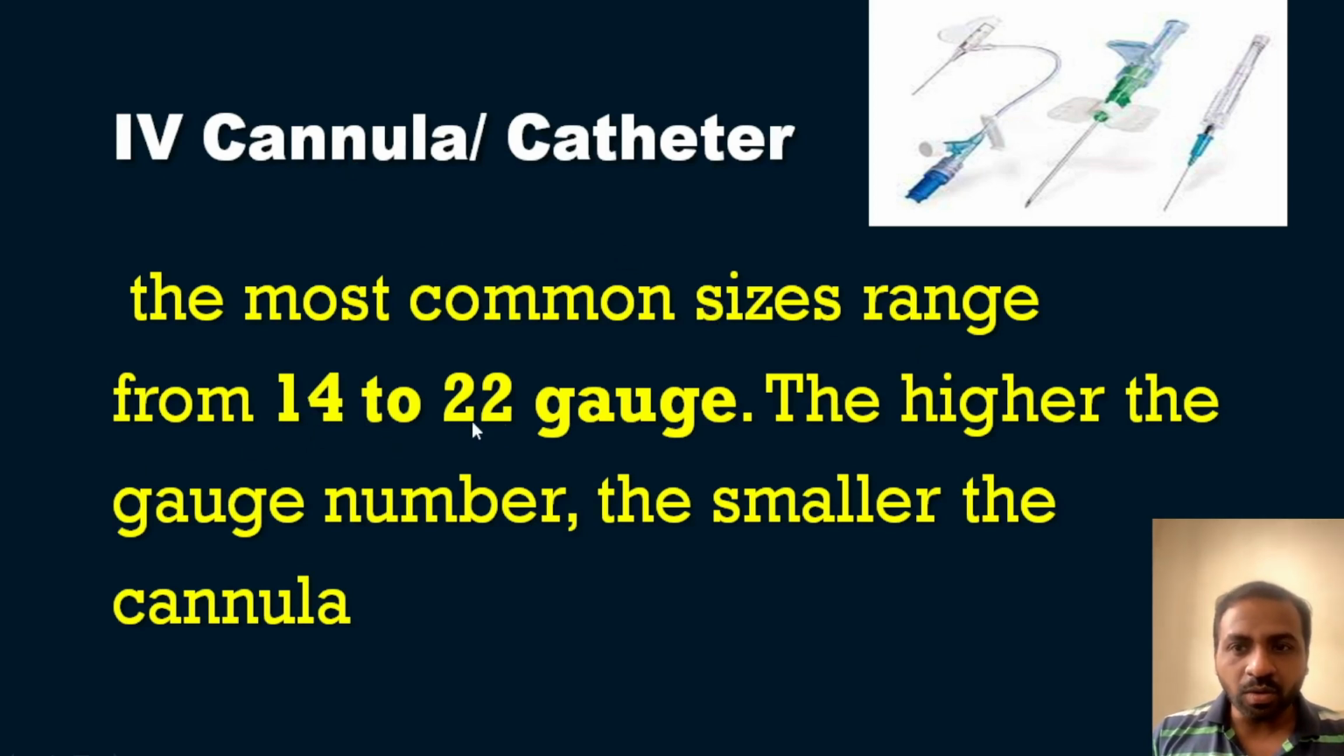Okay, 14 gauge to 22 gauge, and the higher the gauge number, the smaller the cannula size. The size ranges from 14 to 22 gauge. So that was a picture based question, and it is also very important, and from this question you are getting information regarding the other 3 items also. I think it is useful to you now.